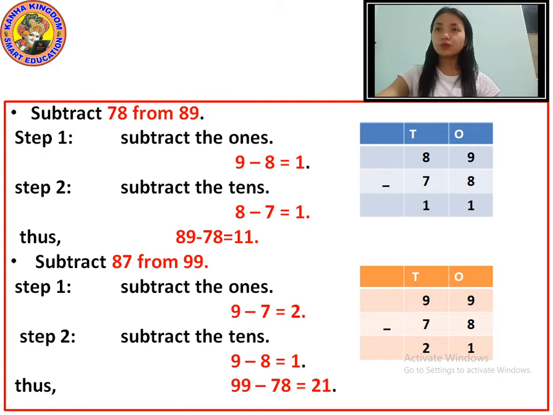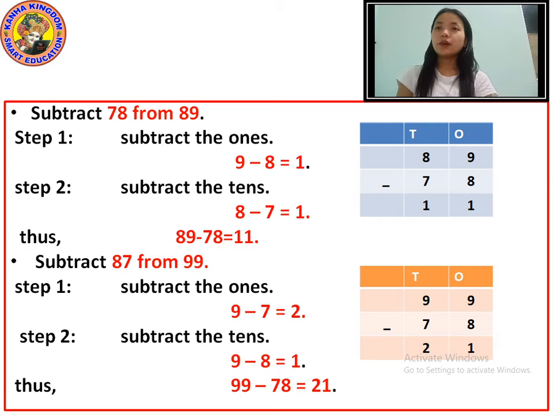Okay student, now we'll solve another example: subtract 87 from 99. The first step is to subtract the ones. First we will make a place value chart and place both numbers. At first we will write 99, because 99 is the bigger number from which we are subtracting 87, right?